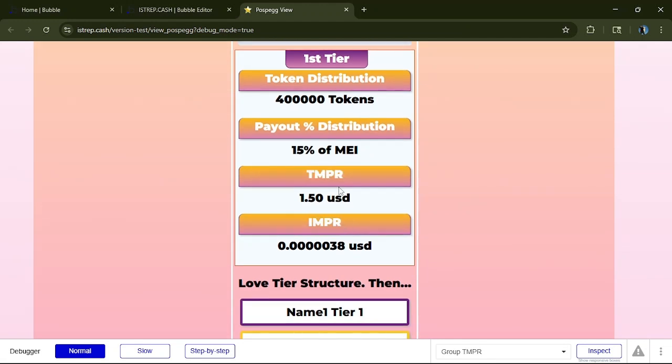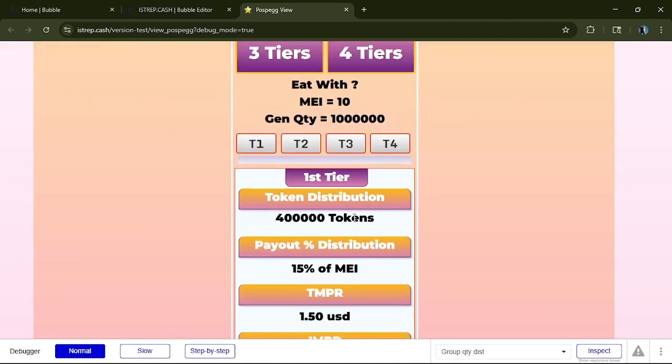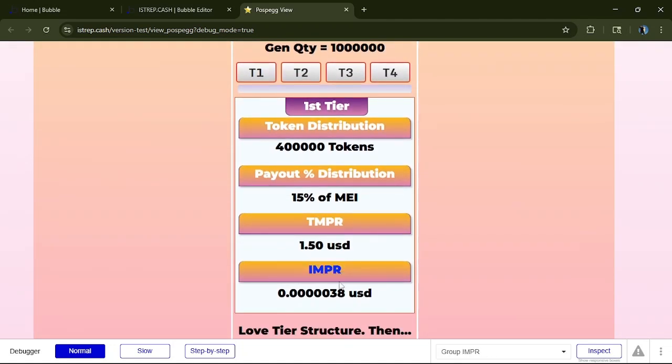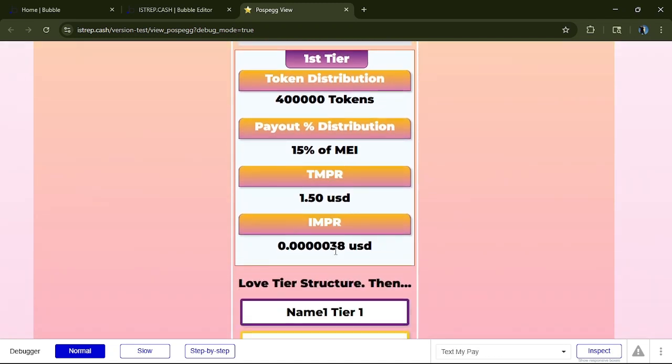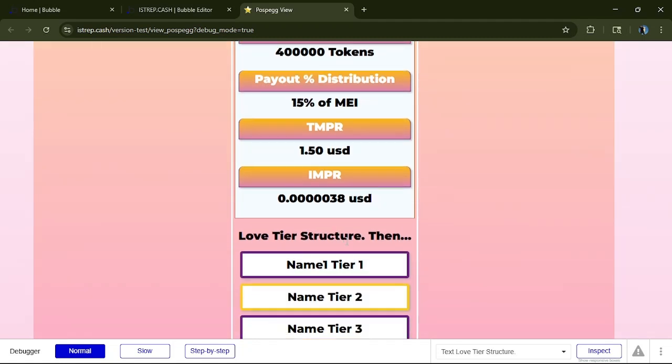Alright, and we see where we have the IMPR, which is what you would get if you had just one token of this PPC, one entry point in this PPC. Because it's in USD and we're sending it as ZEC, that's still some ZEC. If you start with a larger number, this number will increase. The higher this number, the more people are going to buy your products.